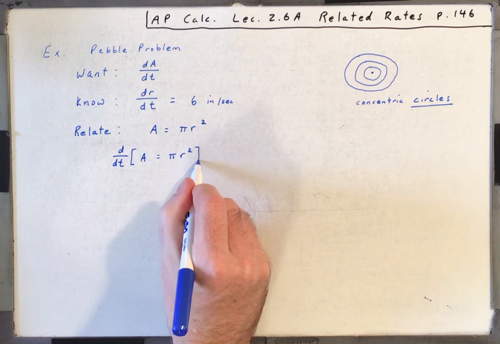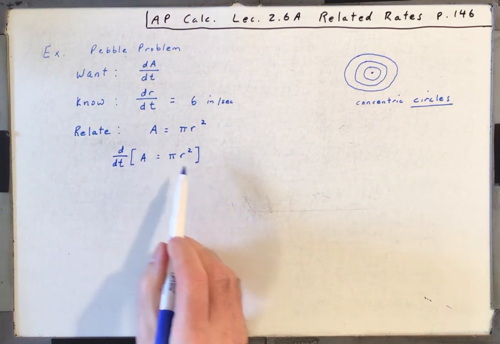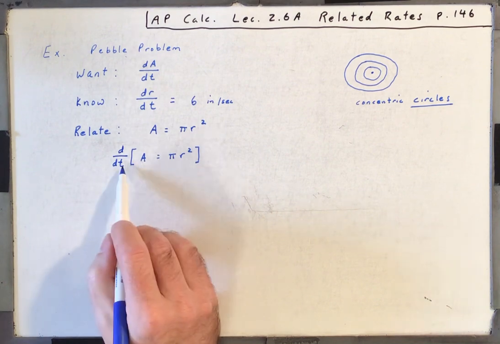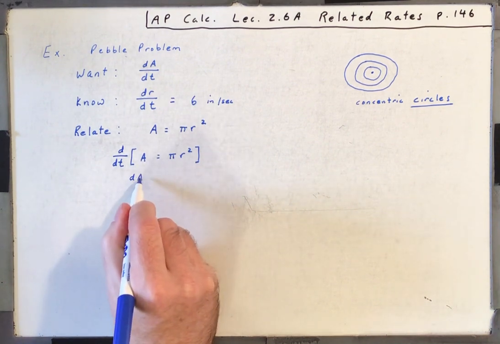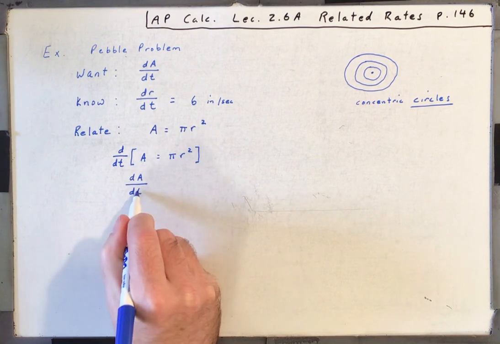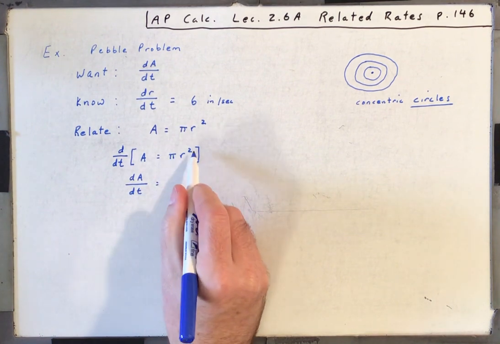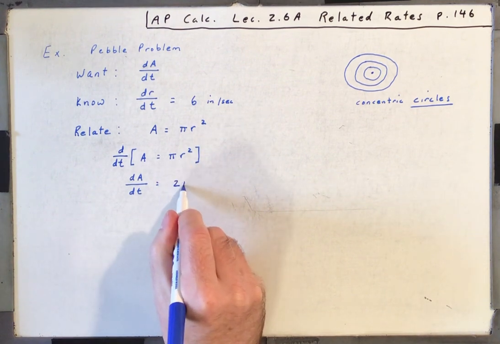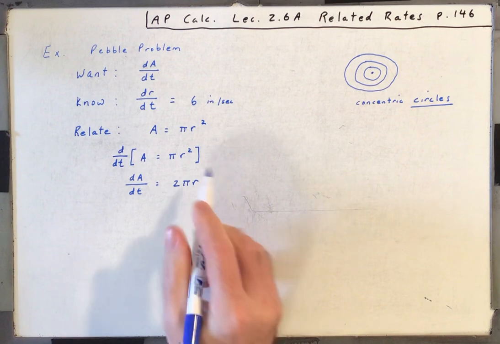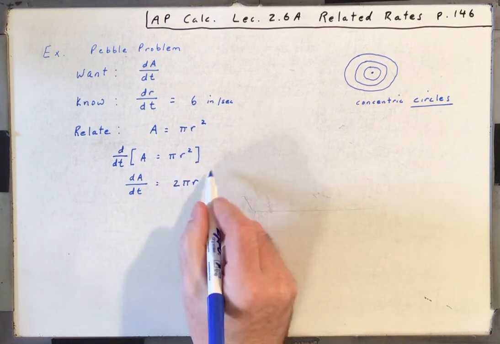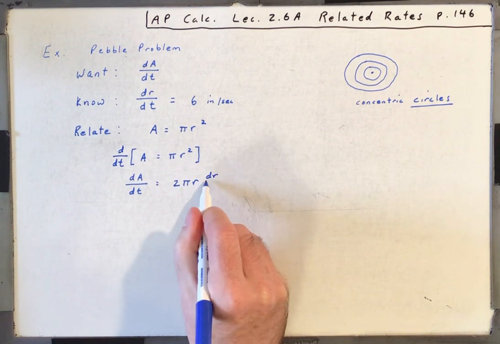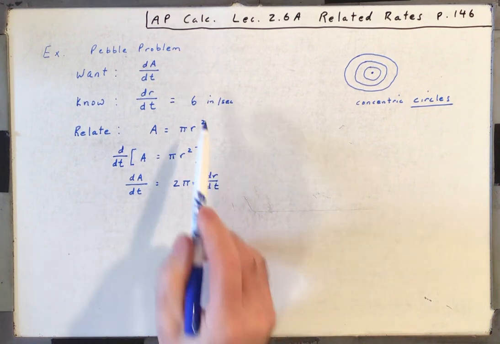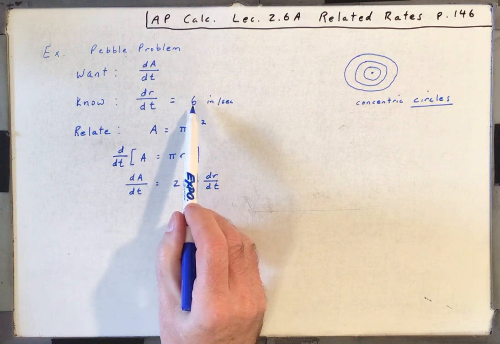Well, there's no t's in this equation, so everything is going to be chain rule. So the derivative of A with respect to time is going to be dA/dt. And then for pi r squared, remember pi is just a constant. Bring the 2 out front. It's going to be 2 pi r. And then the derivative of r, dr/dt. You can't forget that part, but you probably won't, because you know you're going to have to plug 6 in somewhere along the line.